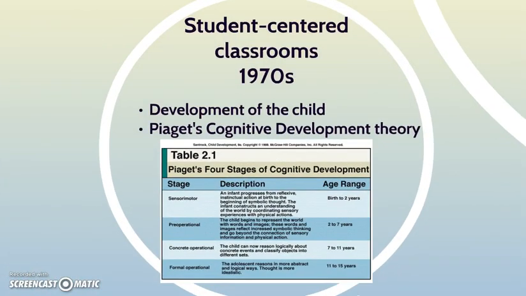So in the 1970s, student-centered classrooms became the focus. This was not just about what the students needed to learn and what the standards were, but to look at the development of the child, to examine how children developed and grew and how they are able to process information.